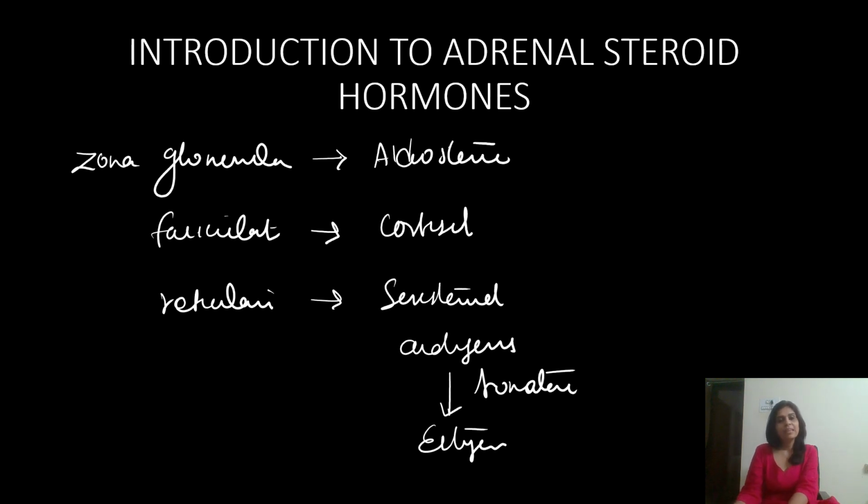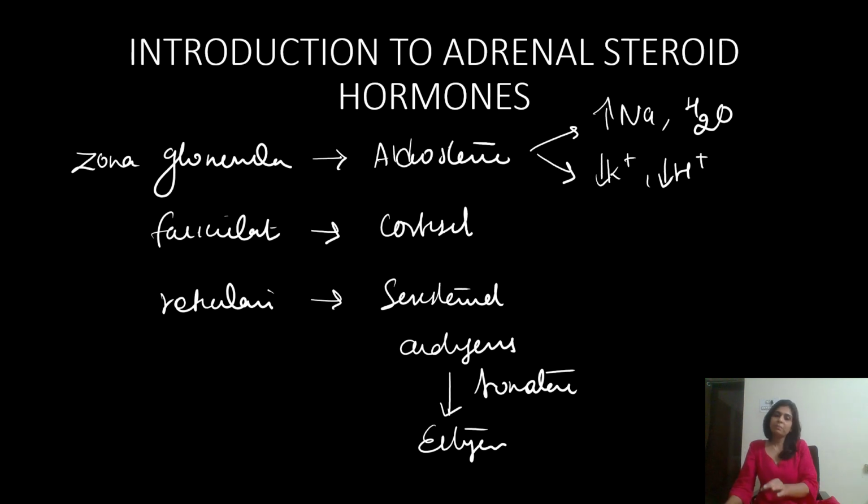Now, what is the function of aldosterone? Aldosterone is a mineralocorticoid which helps in sodium and water reabsorption. It causes potassium and H plus secretion. So this will tell you what is expected when aldosterone is not getting synthesized in a person for any reason. When aldosterone is not synthesized, sodium and water won't be reabsorbed. Sodium and water get lost. So this would present as salt wasting forms.